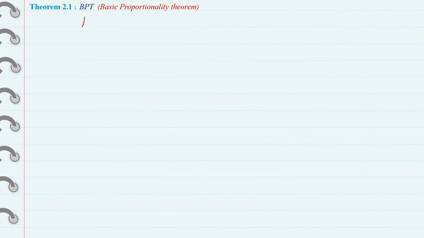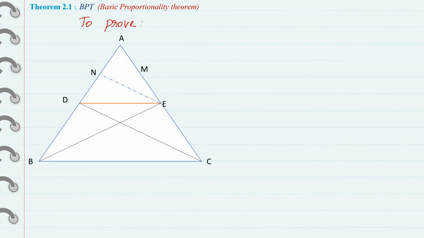Next step is to prove, right? So what do we have to prove? We have to prove that on the AB side, AD divided by DB is equal to, on the AC side, AE divided by EC. We have to prove they are in the same ratio.